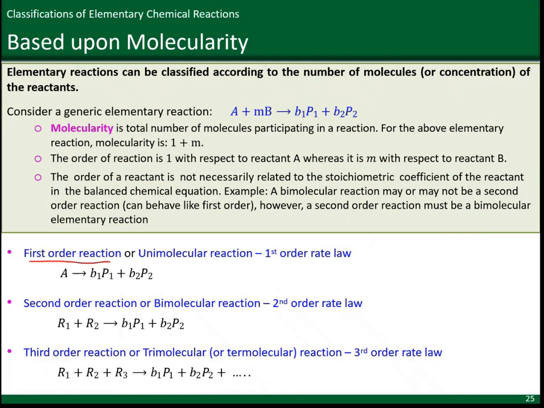Now, a first order reaction will surely be a unimolecular reaction. A unimolecular reaction looks something like this: you just have one reactant giving the rest of the products. A second order reaction, which we said is always a bimolecular reaction, it's not the opposite. Bimolecular is not always second order, but second order is always bimolecular. A second order reaction should have two reactants, and its equation can look something like this. In the same way, you can have trimolecular or third order reactions, and so on, like shown here.